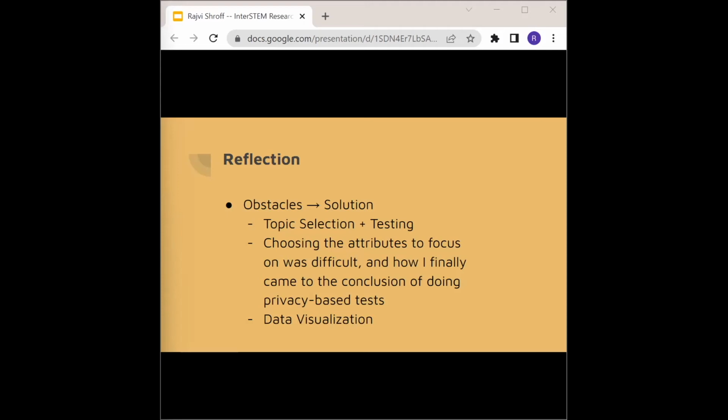And finally, coming up with the data visualization and wrapping up with a big conclusion. And overall, I had lots of fun doing my research and I learned a lot along the way.